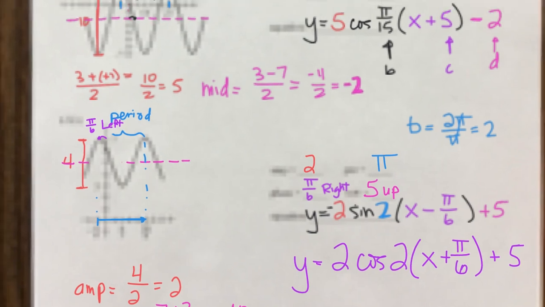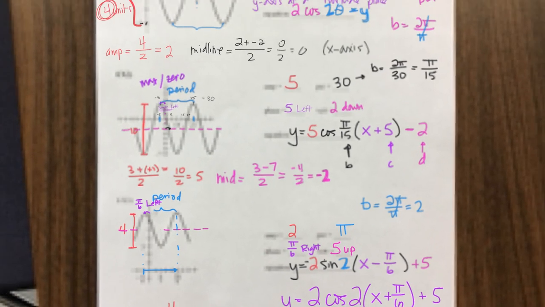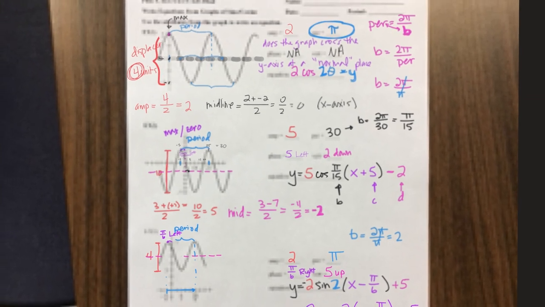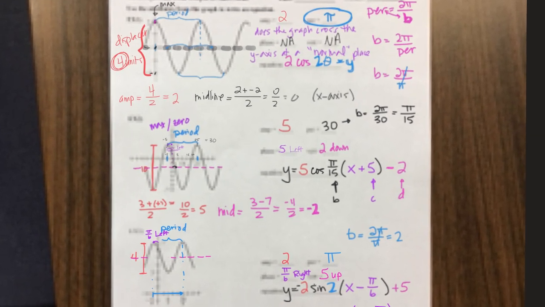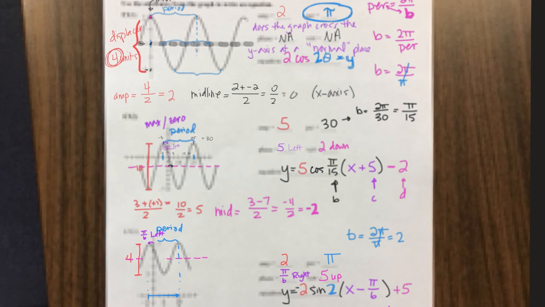So you can usually write whatever trig graph you want, sine or cosine, as long as you can justify your equation with your work, then they are both going to be correct.